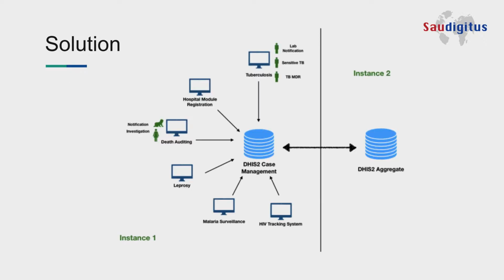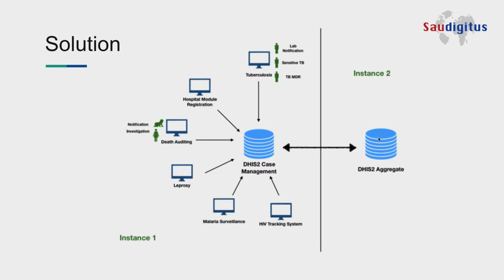So this is the current scenario. In Mozambique, we have two instances. This one is the individual instance, and this one is the aggregated instance. On the individual side, we have the tuberculosis module, the case-based modules, leprosy, and other modules. And here we have the aggregated one. So D2D is in the middle, getting data from this side and sending it to the other side.